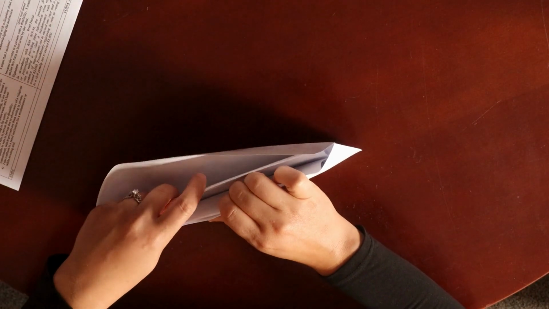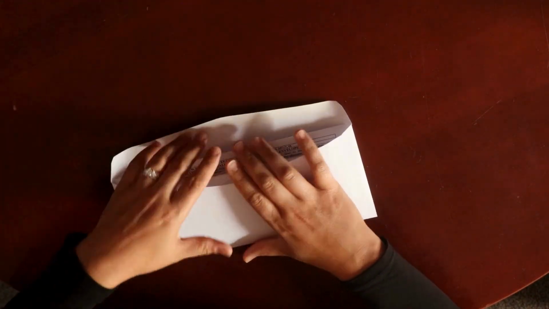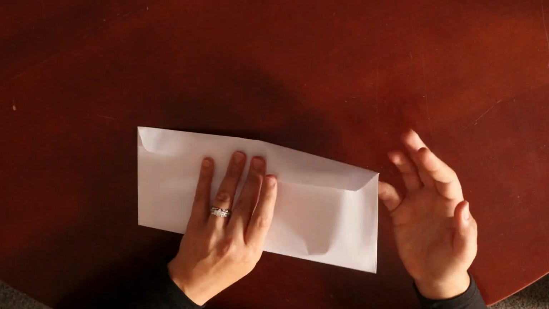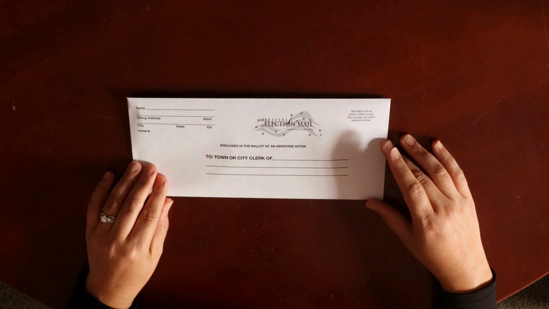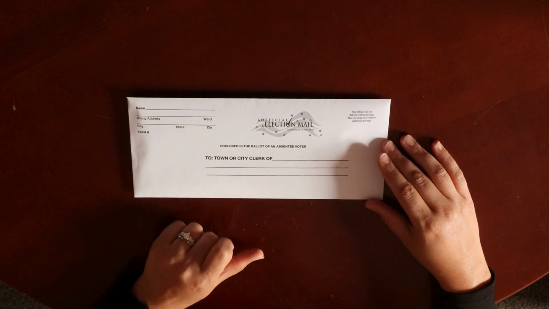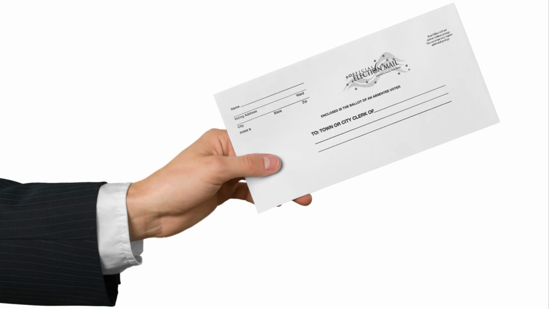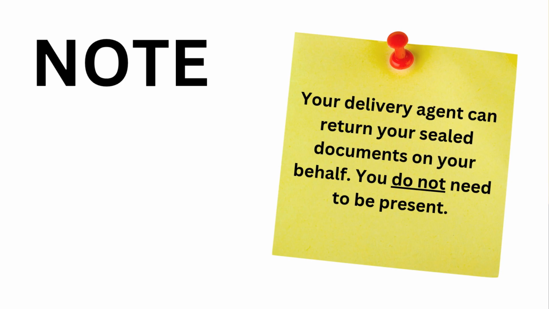The return envelope, the larger of the two envelopes you received from your city or town clerk, should already be labeled with your domicile address and the address of the city or town clerk's office. If these labels are not already on your envelope, this information must be written in. The whole package can then be sent by mail or delivered in person to your city or town clerk. If you opt to return your voting documents in person and you are using a delivery agent, this individual can return the sealed documents to the city or town clerk on your behalf. You do not need to be present.